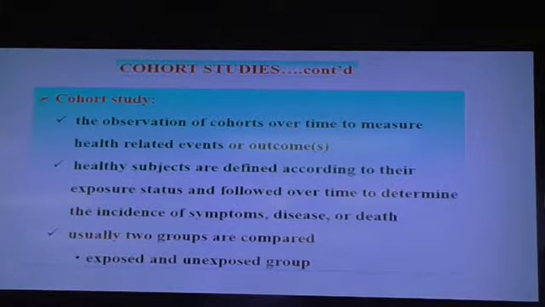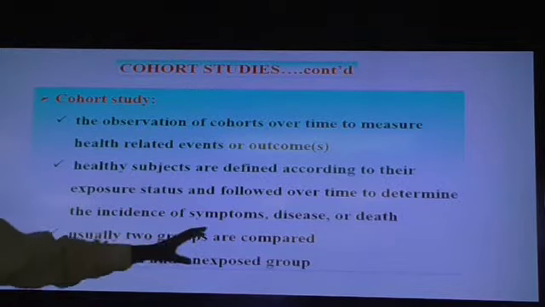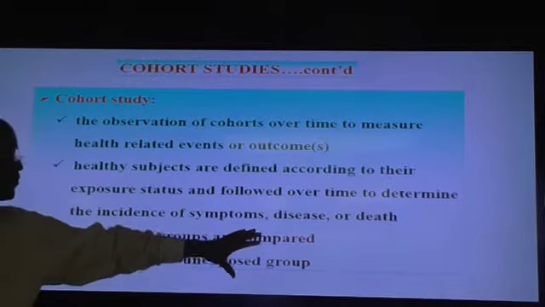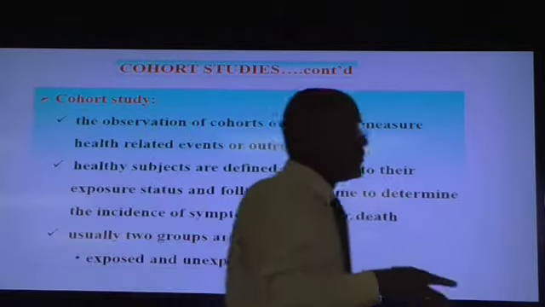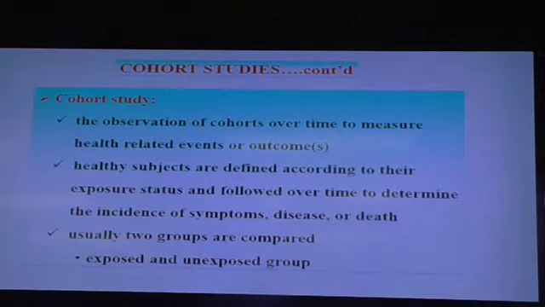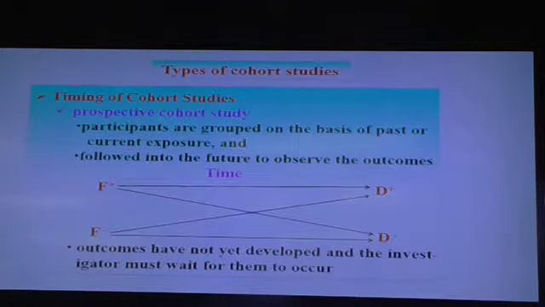So the first thing that you do in cohort studies is this: you have two groups. One group with exposure, and the other group without exposure. And then you follow these groups over time. That time depends on what you are looking at. So you follow them over time to ascertain the outcome. Usually, when you say cohort, you have two groups, exposed and unexposed. Again, exposure is still a very loose term. It can be anything.